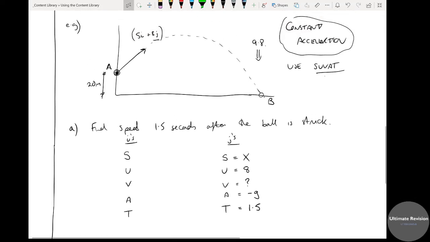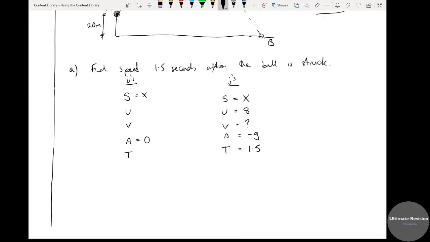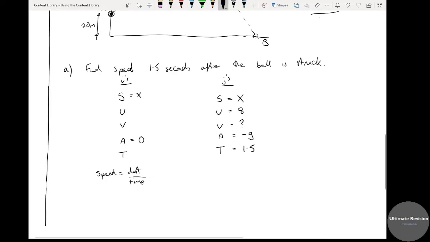Now i's, you may remember from projectiles before, the acceleration in the i, we're not assuming any air resistance, so it's 0. Now when the acceleration is 0, it's very, very easy. You can just do speed equals distance over time. So we don't even really need to use Suvat, we can just use the easiest equations there.